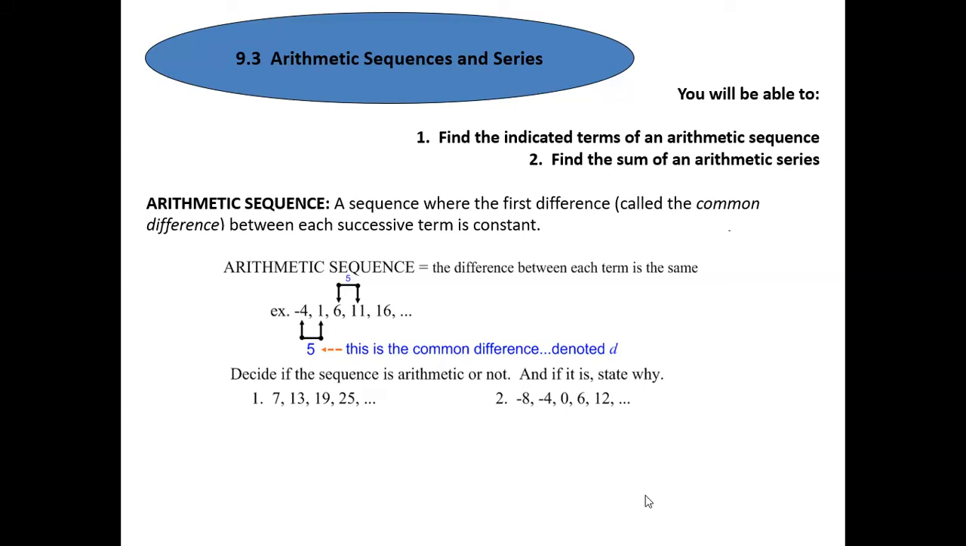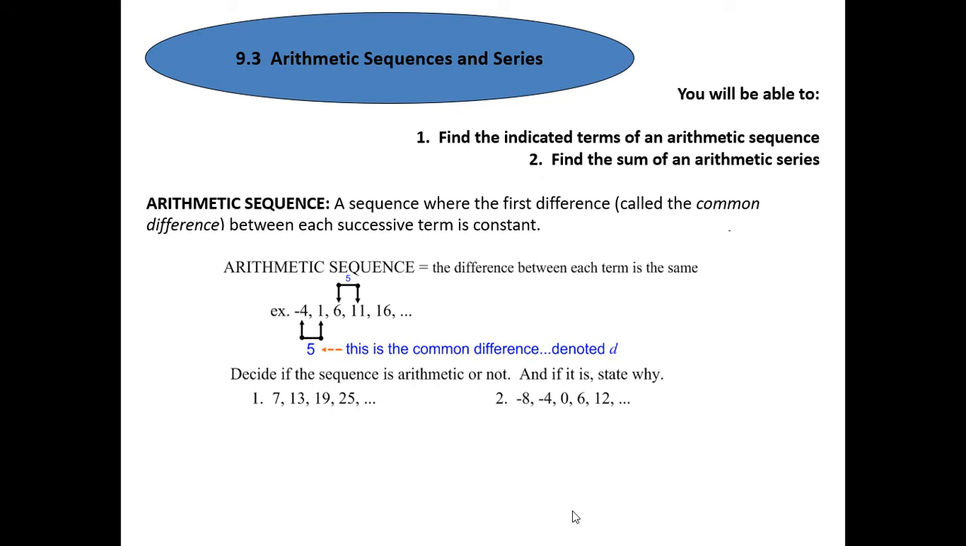Today we're going to look at section 9.3, arithmetic sequences and series. After this lesson, you should be able to find the indicated nth term of an arithmetic sequence and also find the sum of an arithmetic series.